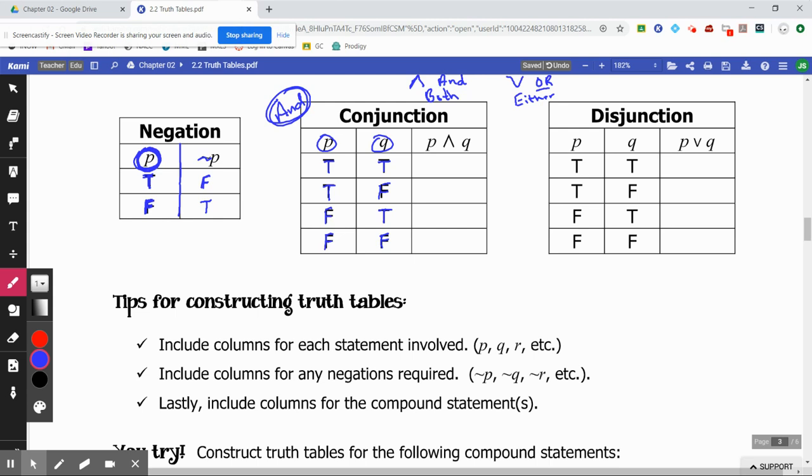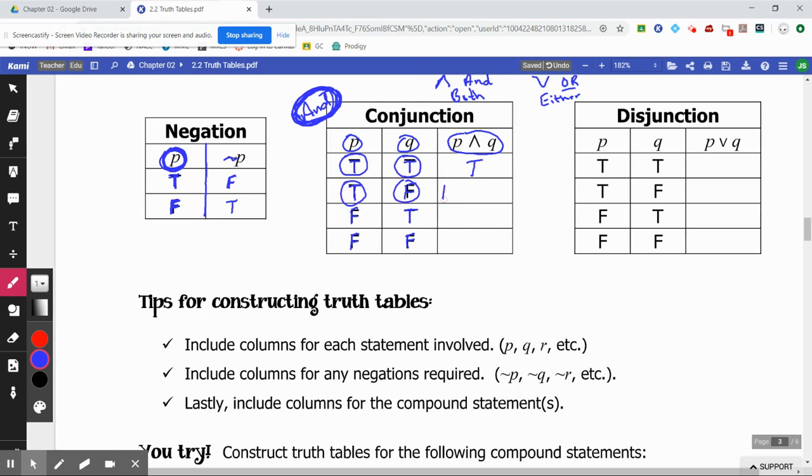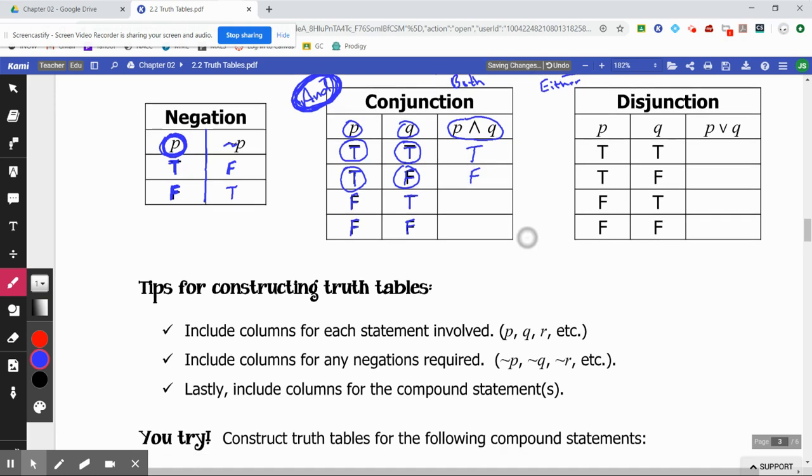Okay, and we'll talk more about how to fill out this table in just a moment. But a reminder that the only way that a conjunction can be true is if both statements are true. And you have that in the first row. P and Q. The only way that P and Q can be true is if both P and Q are true. So then this would be true. Well, what if P is true and Q is false? Well, P and Q is false then. Because again, the only way that P and Q can be true is if both are true.